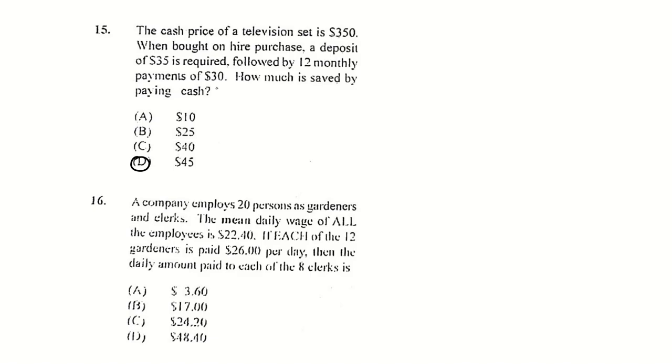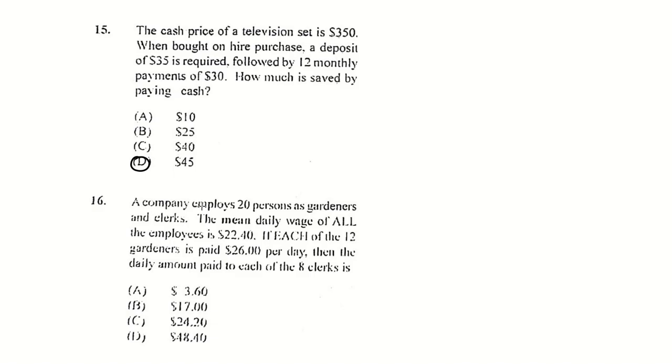12 by 30 is 360, plus 35 is 395. 395 minus 350 is 45, right? This one here is our next repeated question.